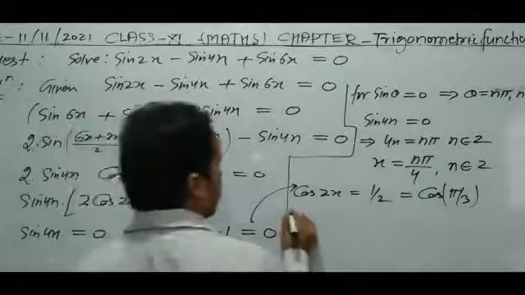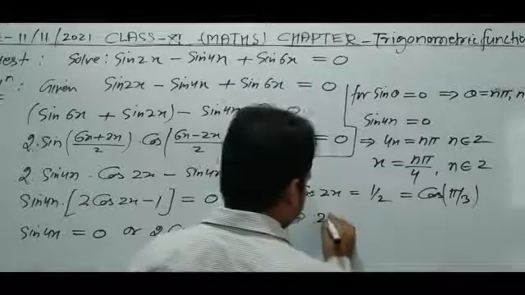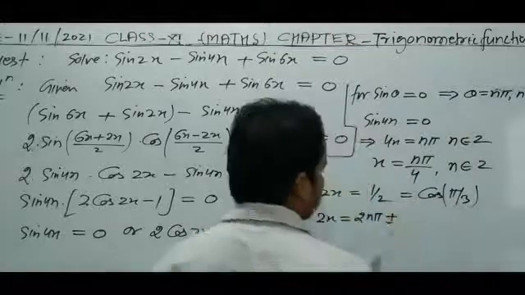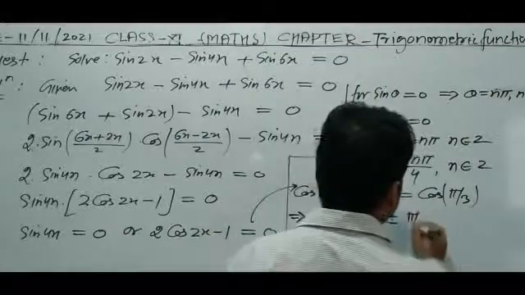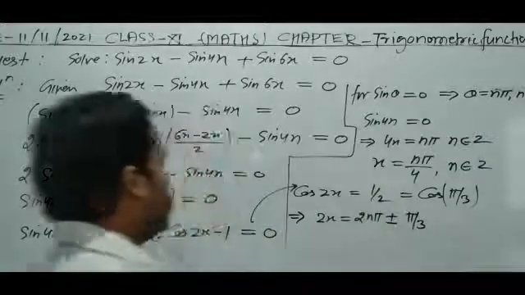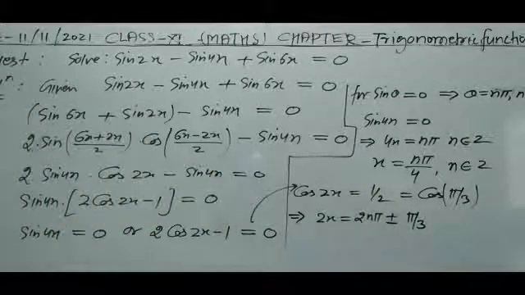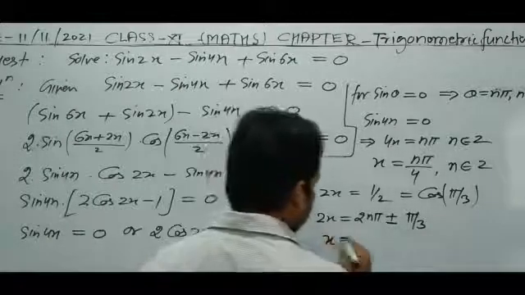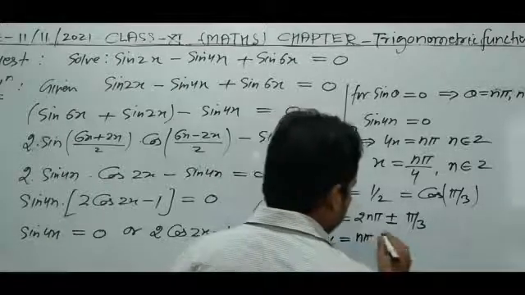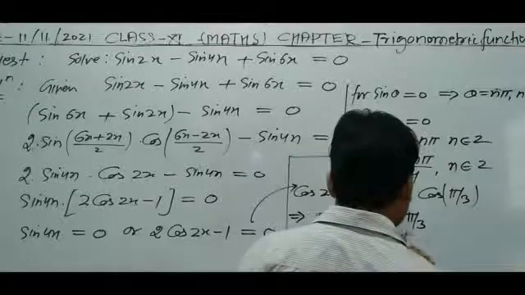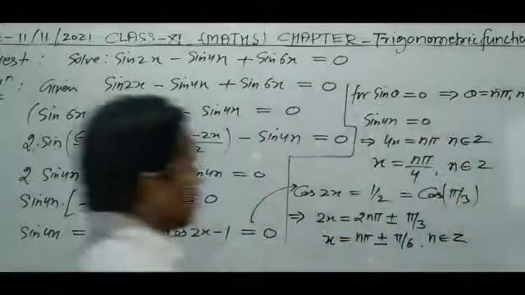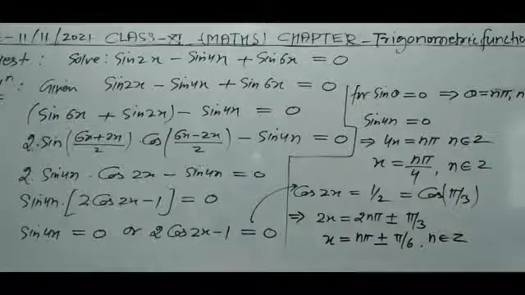This implies we can write 2x is equal to 2n pi plus minus pi by 3. Now 2 will cancel out, so the result will be pi by 6. Now the solution will be x is equal to n pi plus minus pi by 6, such that n belongs to integer. Now this is the solution.